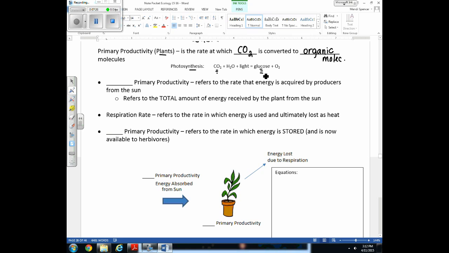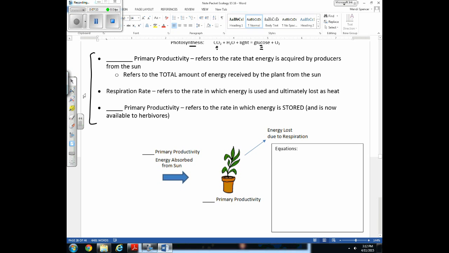Now, before we fill in these blanks here, I think I'm going to just refer to this diagram down below. We know that plants are absorbing energy from the sun, and so all of the energy that this plant is able to absorb is referred to as their gross primary productivity. So I want you to think of gross primary productivity as meaning the total amount of energy that this plant receives and absorbs. Now, we know that plants do respiration as well.